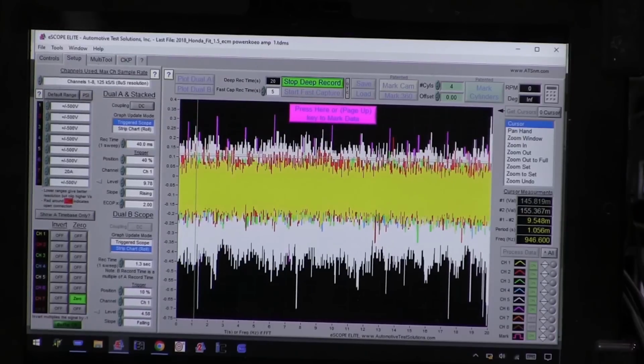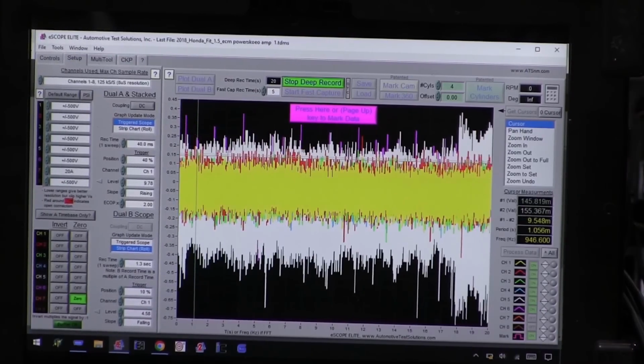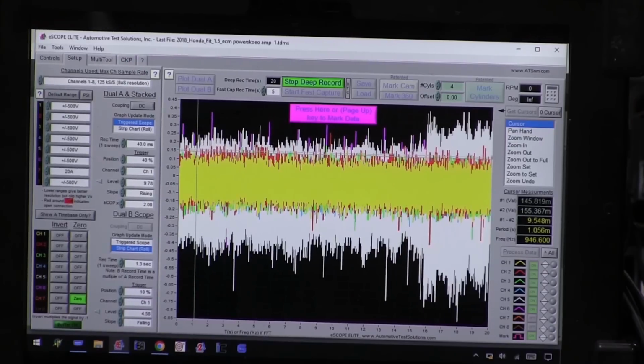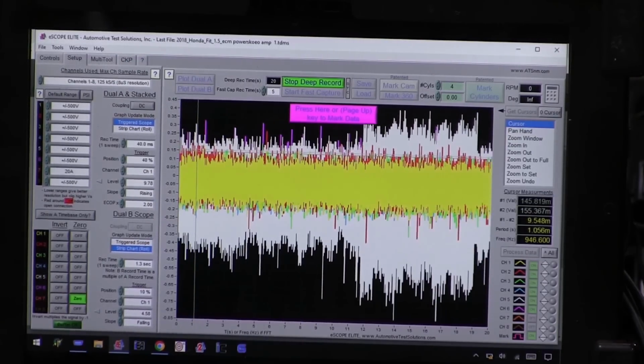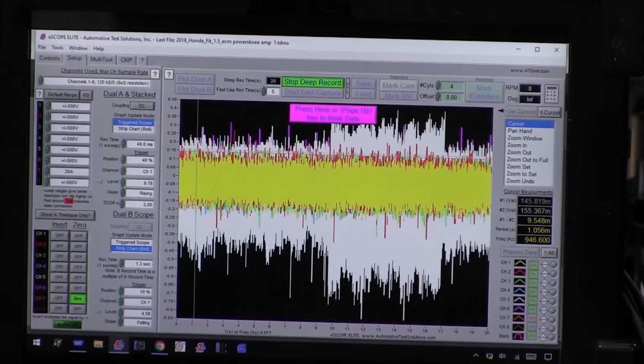That's with it connected. That's disconnected now. You can see it got a little bit bigger. I'm going to go ahead and connect it, and we can see it gets a little bit better.